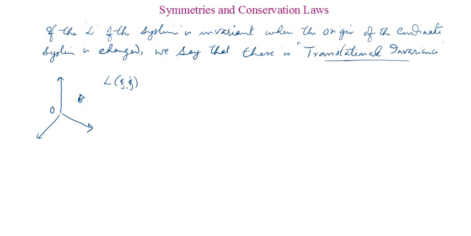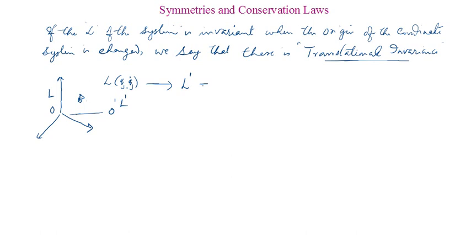Now, see, if I'm shifting the origin of the coordinate system from O to O dash, then just if the Lagrangian of the system is not affected by the shifting of this system, let me say that the new Lagrangian is L dash. The original Lagrangian with respect to O is L, and the new Lagrangian with respect to O dash is L dash.